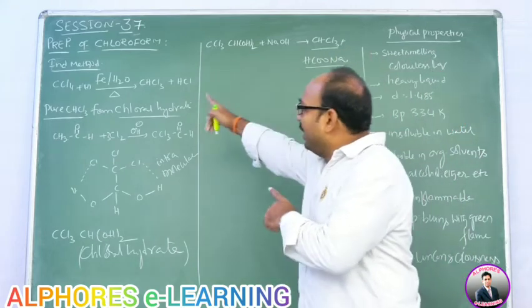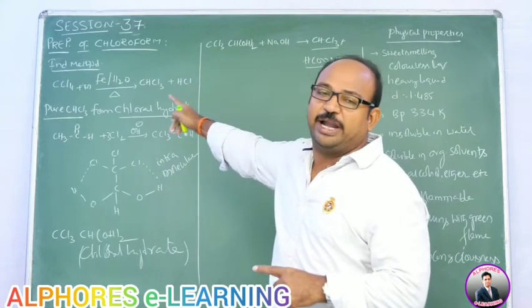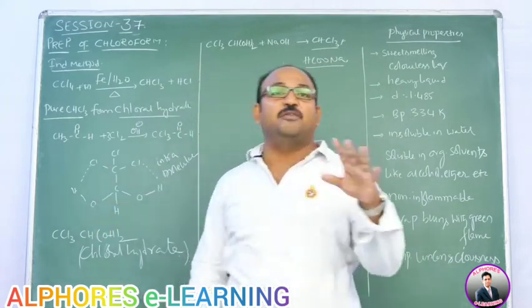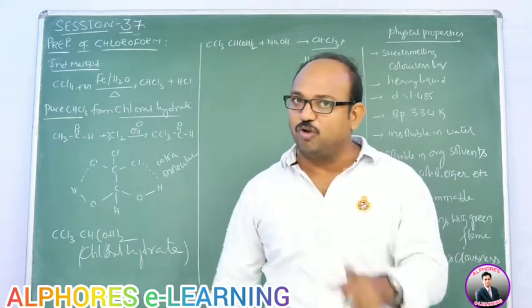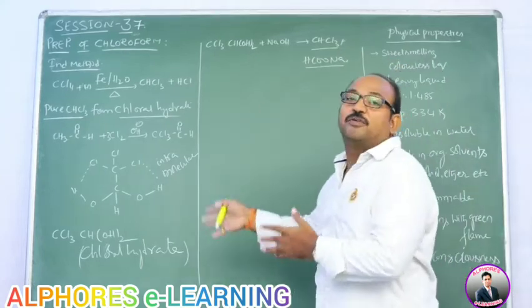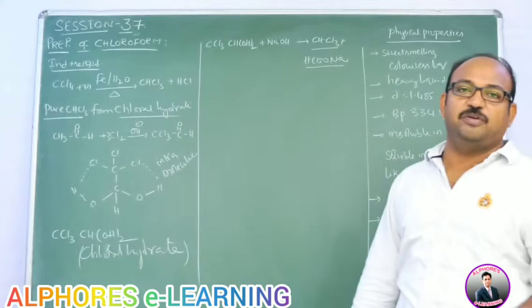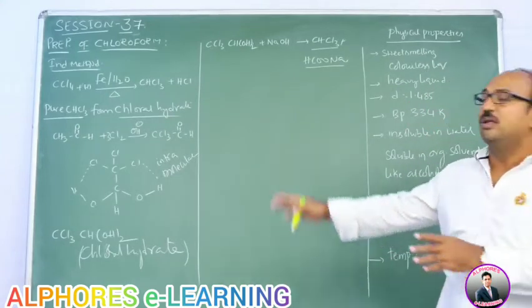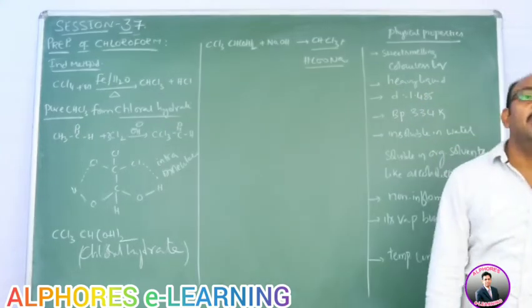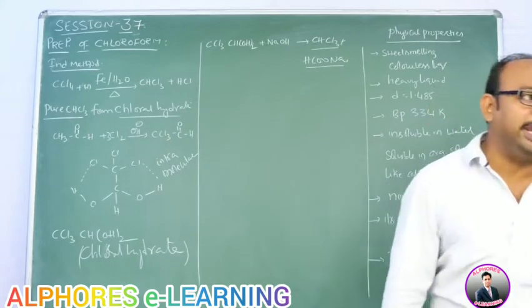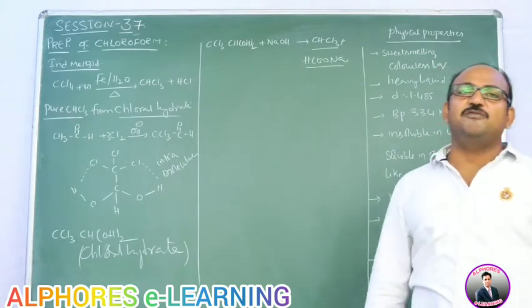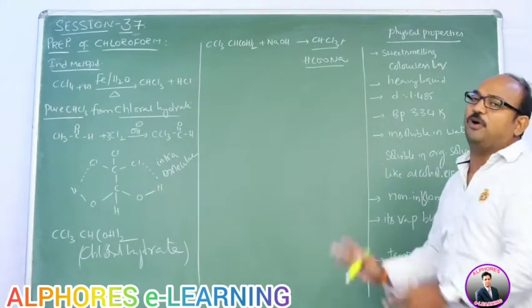So, in the industrial method, carbon tetrachloride, upon reduction with iron filings and water, you are getting chloroform. And the second one, from chloral hydrate upon reaction with sodium hydroxide, we are getting chloroform and sodium formate. These are the methods of preparation of chloroform.